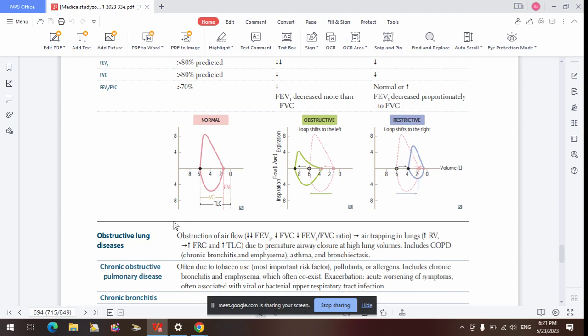Do you guys get this curve? Do you guys understand what I've said?